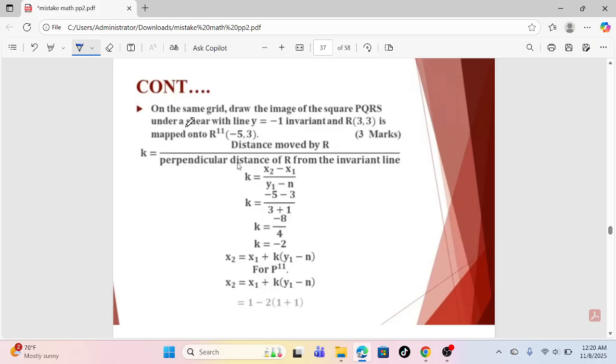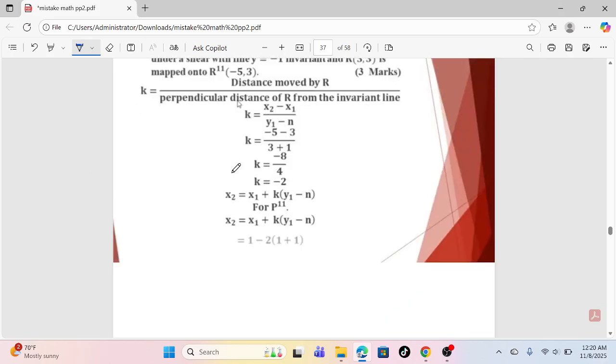On the same grid draw the image of the square BQRS under shear with the line y = -1 invariant, and R(3) is mapped onto R prime (-5, 3) distance. So K, sasa lazima utafute the K. Does the distance moved perpendicularly? Perpendicular distance. And the K is the scale factor.